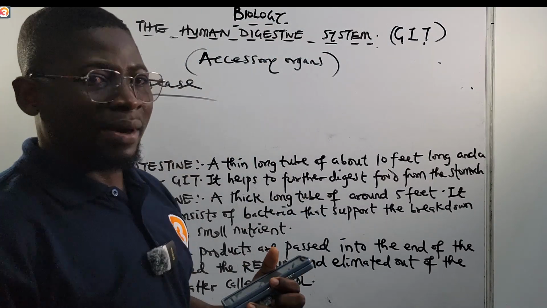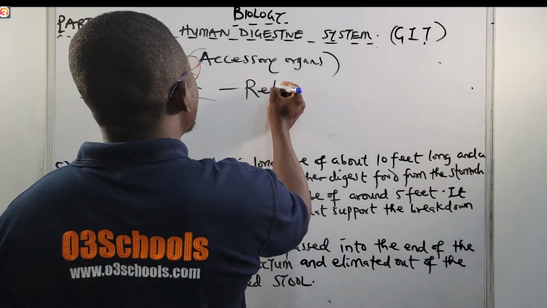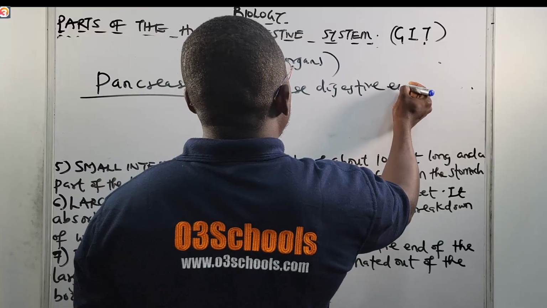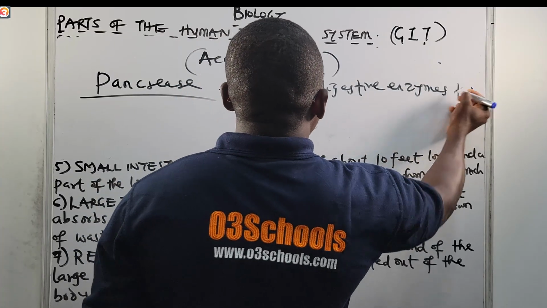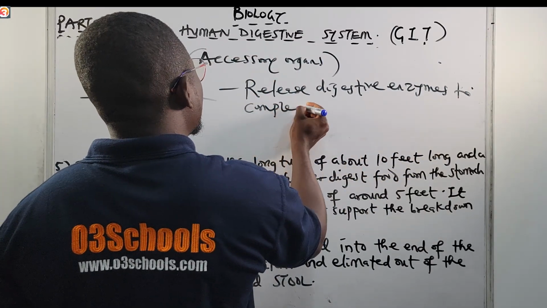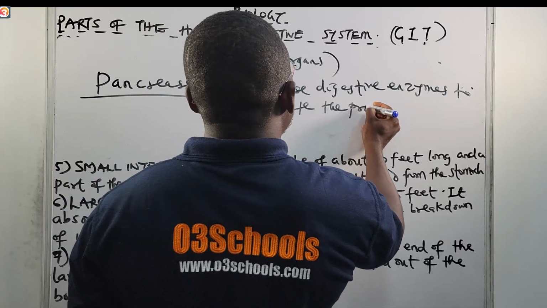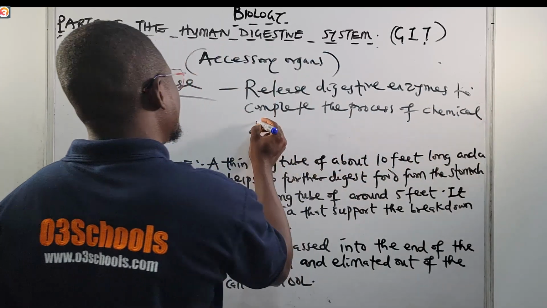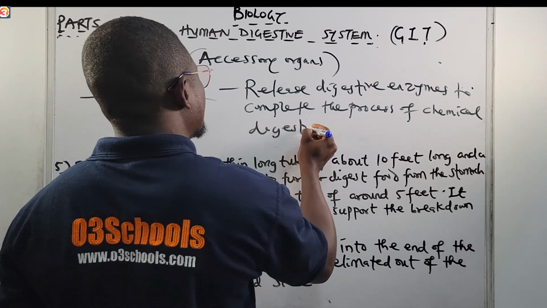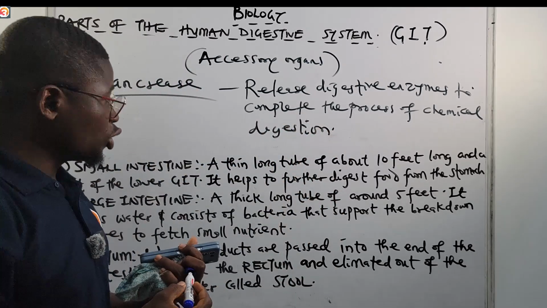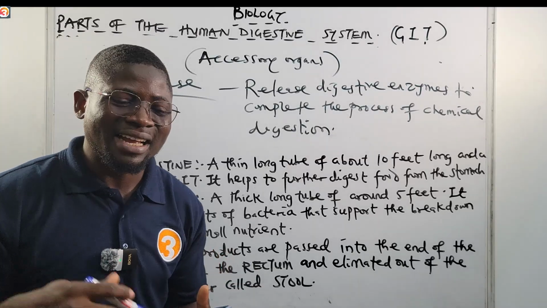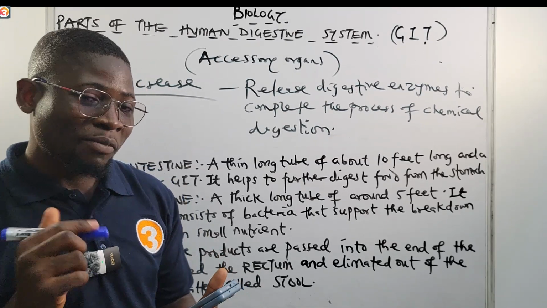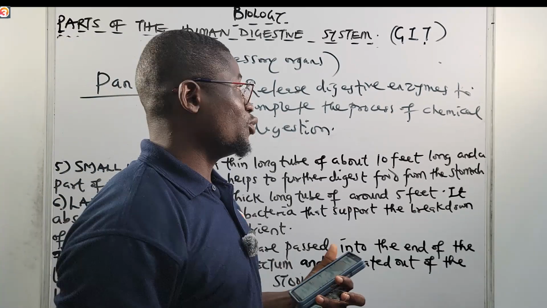The function of the pancreas is to release digestive enzymes to complete the process of chemical digestion. So the function of the pancreas is to release digestive enzymes. It is the part where enzymes and hormones are produced. I think this question made me remember something else.